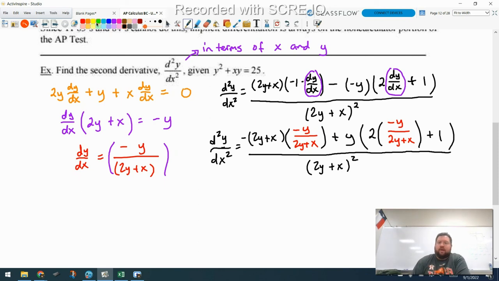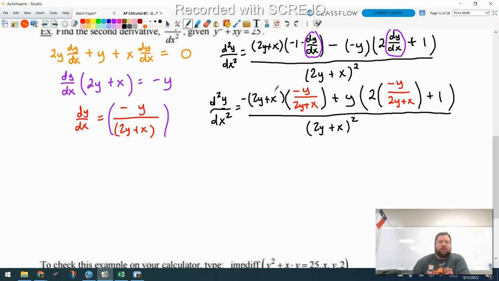Okay, so everything works out really nicely in this first term. See how we have some complex fractions? So we have a little more simplifying we need to do here. 2y plus x cancels with 2y plus x. Negative times a negative is a positive. All right, so second derivative is equal to, we have just a y from that whole first term.